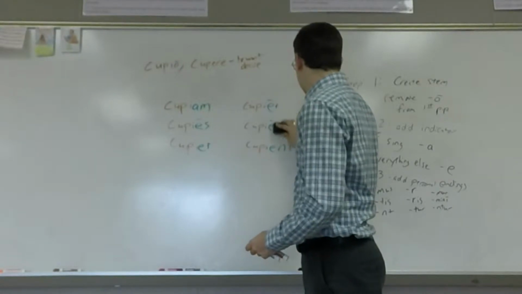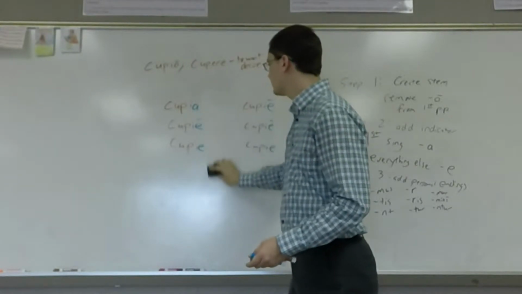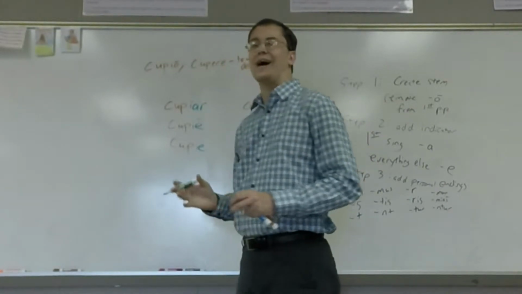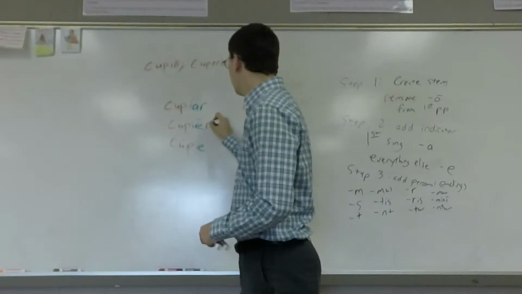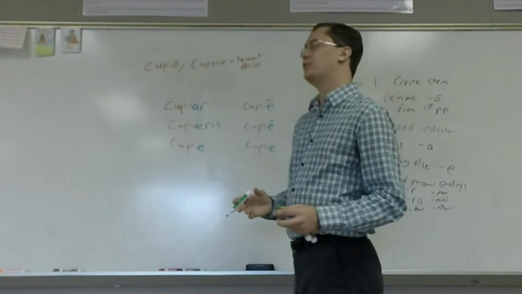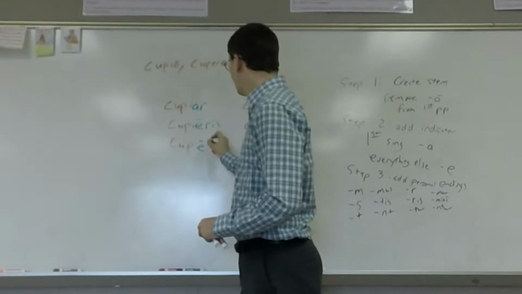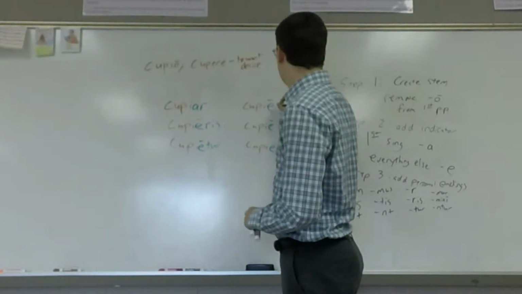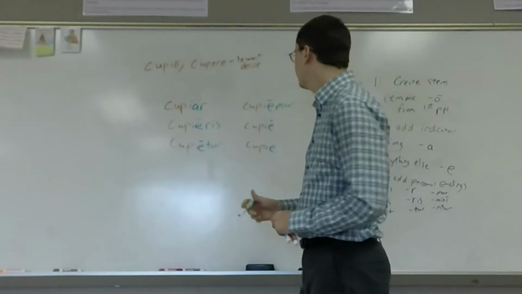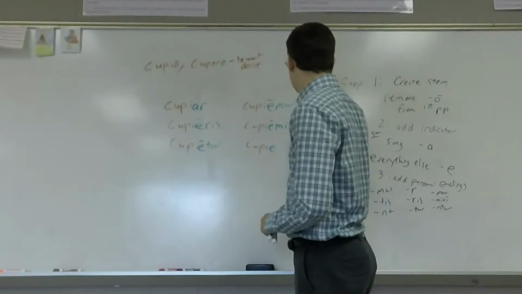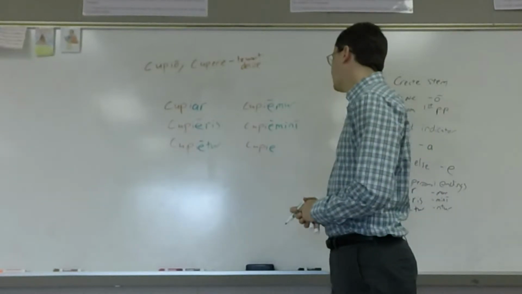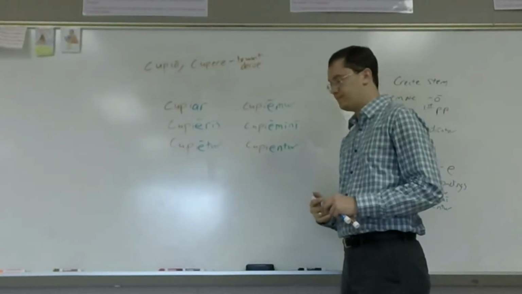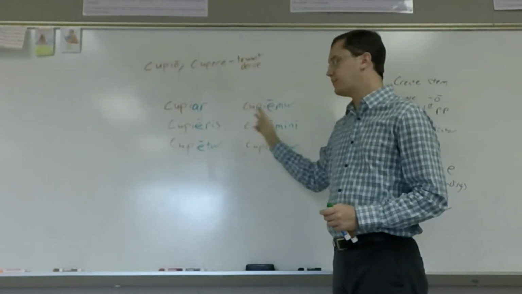In the passive voice, you just change those endings around, and instead of M, S, T, and so on, we put R, RIS, TUR, MUR, MINI, NTUR there. That gives us cupiar, I shall be wanted. Cupieris, you will be wanted. Cupietur, he, she, or it will be wanted. Cupiemur, we will be wanted. Cupiemini, you plural, shall be wanted, will be wanted, and cupientur, they will be wanted. That's all you've got to do to create them in the passive voice.